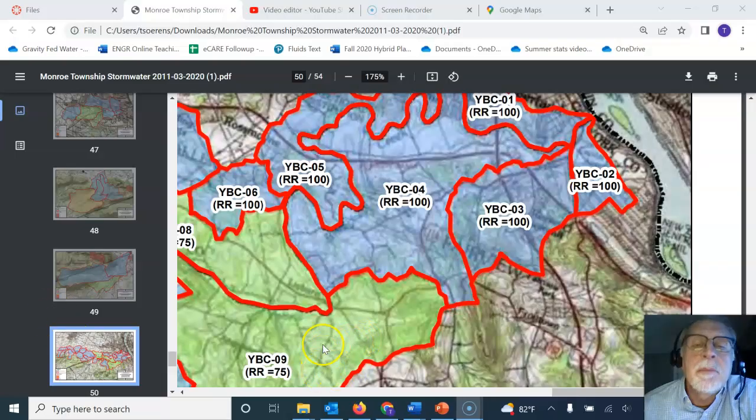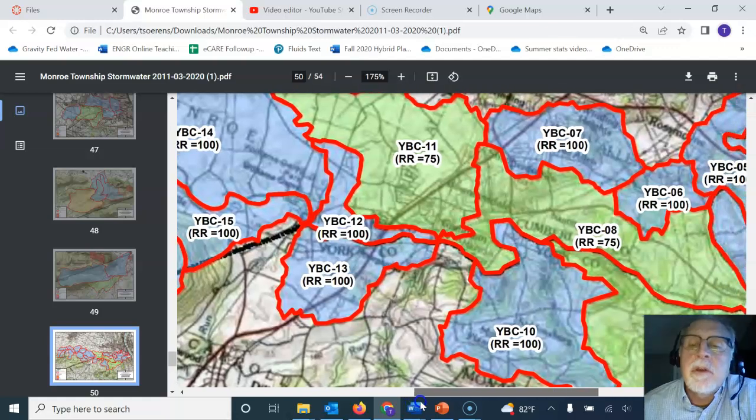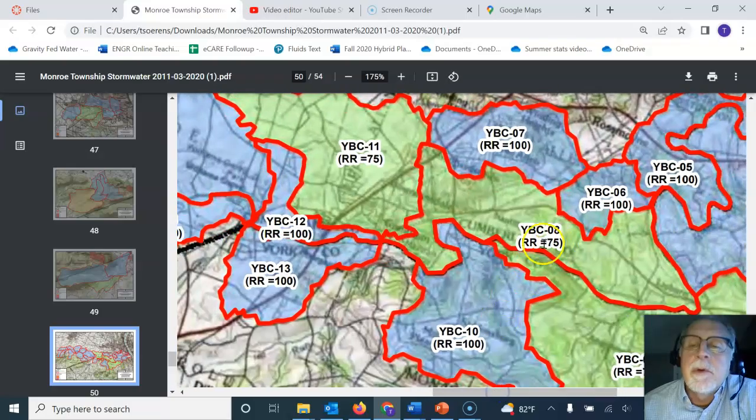I'm jumping in here. My house is right here, so it looks like I'm in the 100%. So if something developed around my house, then the post-development, and we're talking about the rate here, has to be equal to the pre-development. But I know that back at Messiah University, where I work, which is in here, we're in the 75%. So the post-development has to be 75% of the pre-development rate. So RR is the release rate.